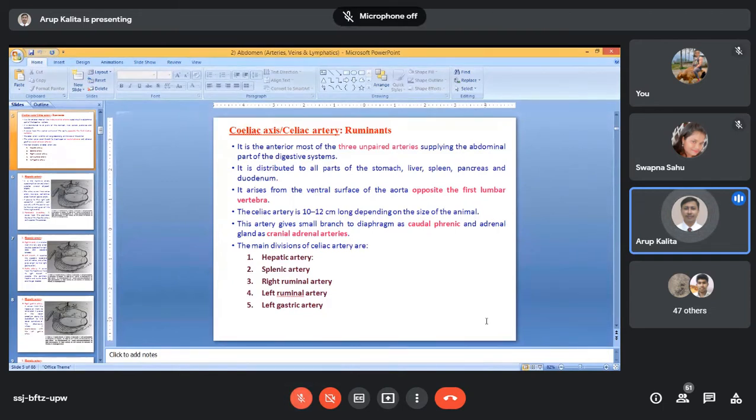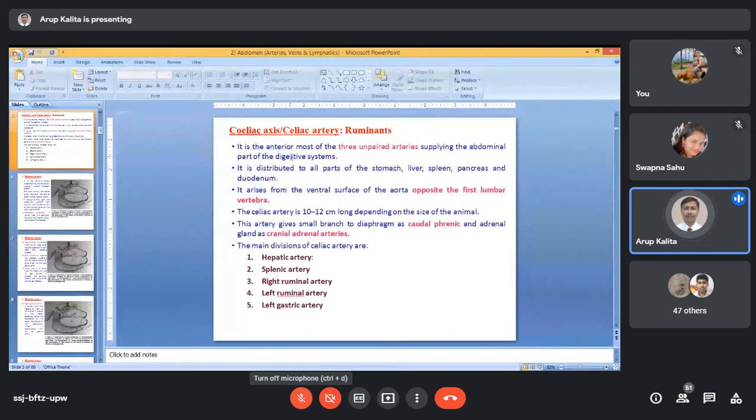And this artery will mainly supply the stomach of the animal. As there is a difference in the stomach between ruminants and non-ruminants, because ruminants have 4 stomachs and non-ruminants have only 1 stomach, the division of the celiac artery is also a little different in ruminants and non-ruminants. So first, ruminants.